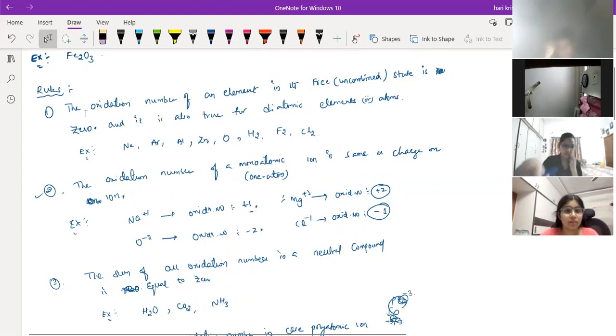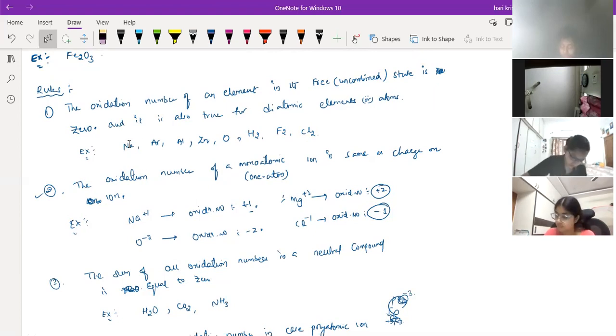The oxidation number of an element in a free state is always 0. Like if you take the example neon, the oxidation number will be 0. Oxidation number and valency are the same thing, but valency can be only 0 or positive, while oxidation number can be positive, 0, or negative.